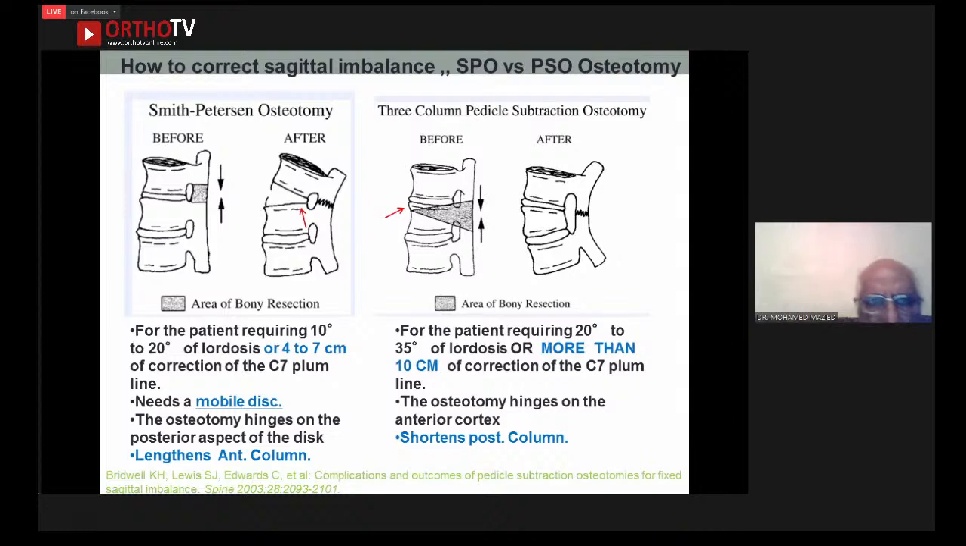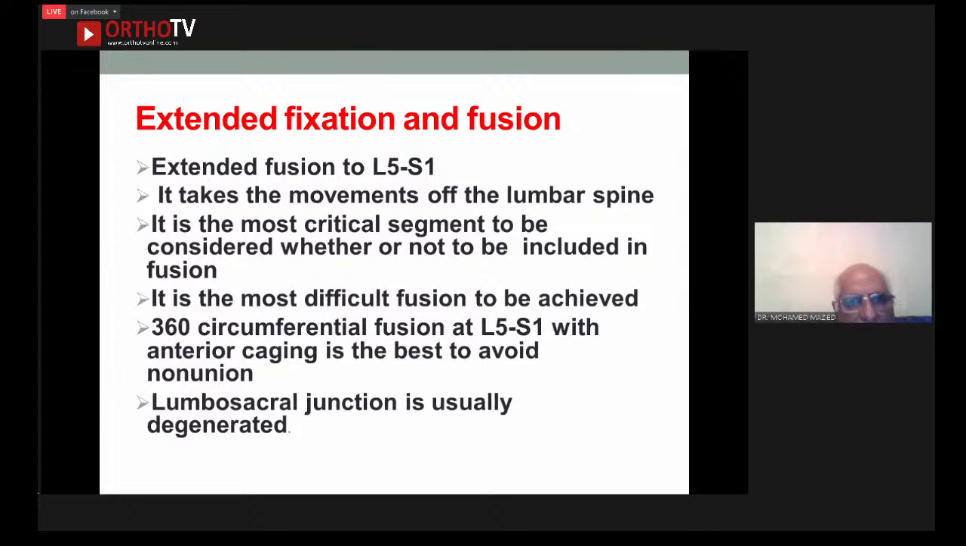Extended fixation and fusion. The extended fusion to L5-S1 takes the movement of the lumbar spine. It is the most critical segment to consider, whether or not to be included in the fusion, L5-S1. Because if you fix this, the fusion mass is extended down, the stress is going to be shifted to the sacroiliac joint, even to the hips. So if you can make the fusion short at L5 or L4, that is much better. It is the most difficult fusion to be achieved.